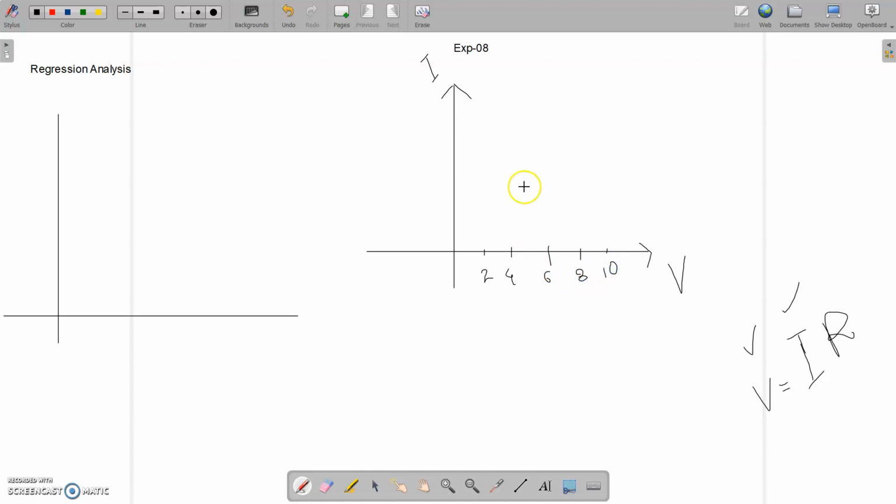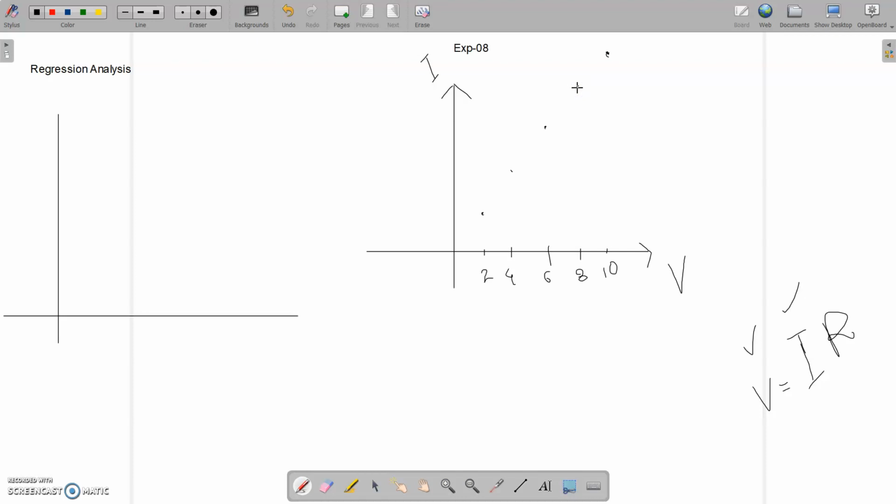Now let's put the values in the graph. Say for example for 2 volt the current was like this, for 4 volt the current was like this, for 6 volt the current was like this, for 10 volt the current was like this, and for 8 volt the current was like this. So these are the points that you get.